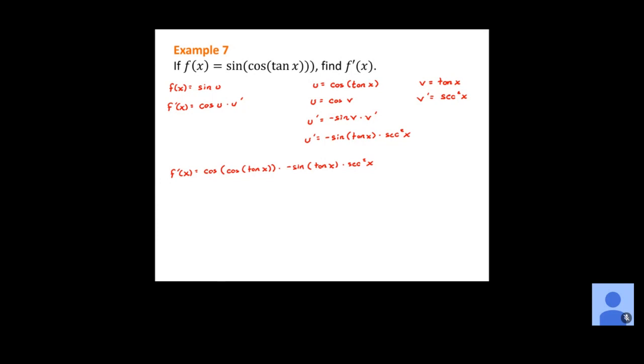And honestly, the only thing you might want to do is bring that negative to the front so it's not just sitting in the middle of that product, but all of this is just being multiplied together. There is nothing that you can combine here. So this is just negative cosine of the cosine of the tangent of x, sine of the tangent of x, secant squared x.